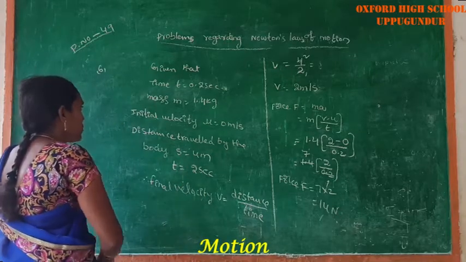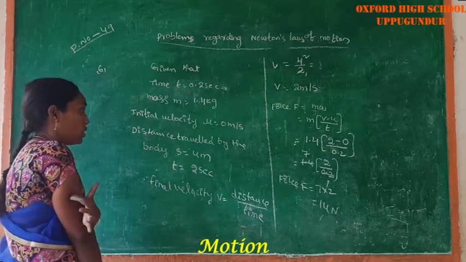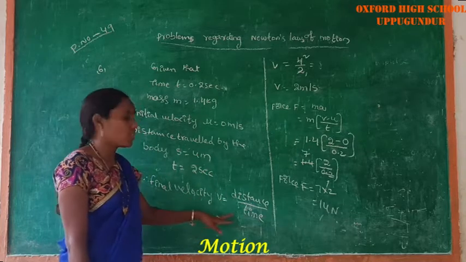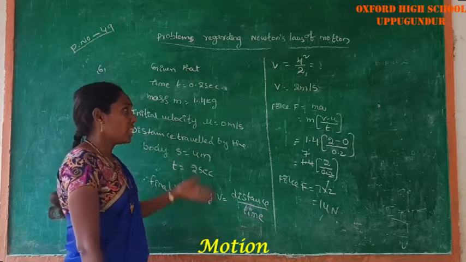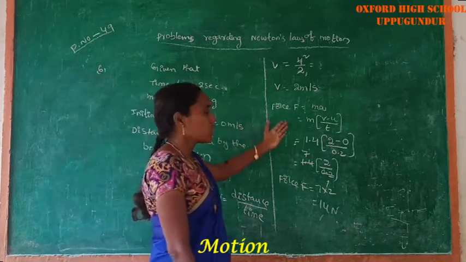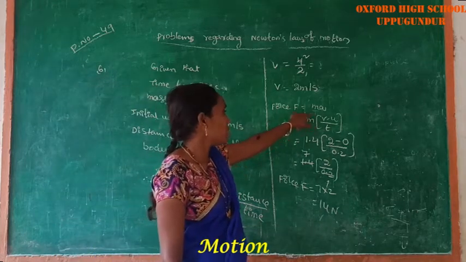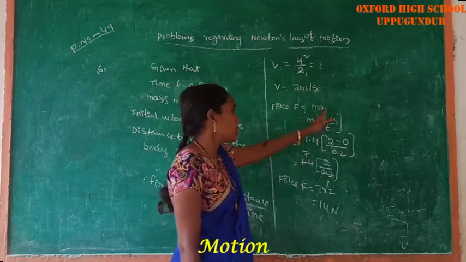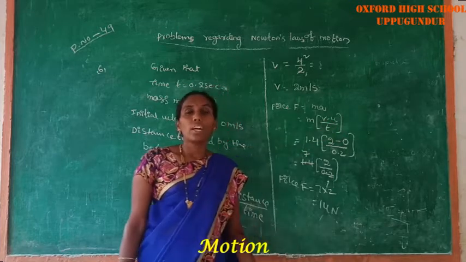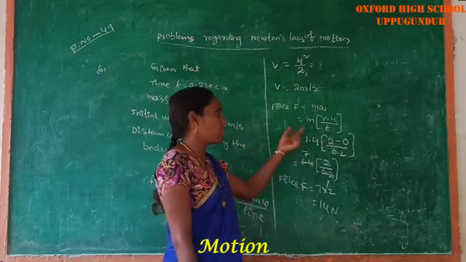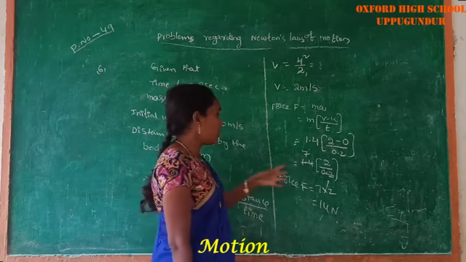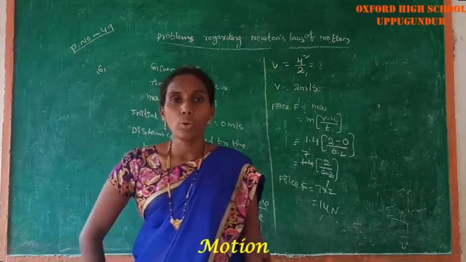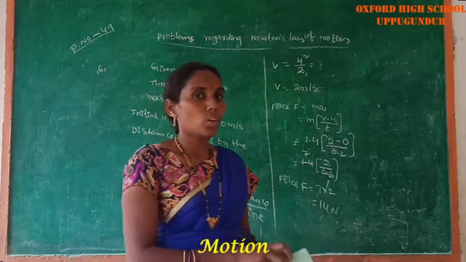First they are given time and mass, and the initial velocity is 0. After that, by using the distance and time, we can find the final velocity of the body. After we get the final velocity, choose the correct formula, that is force F is equal to ma. Acceleration is not given here, so the formula for acceleration should be expressed in terms of final velocity minus initial velocity by time t. Substituting all those values in this equation, we get the final answer: the force acting on that body is 14 newtons.